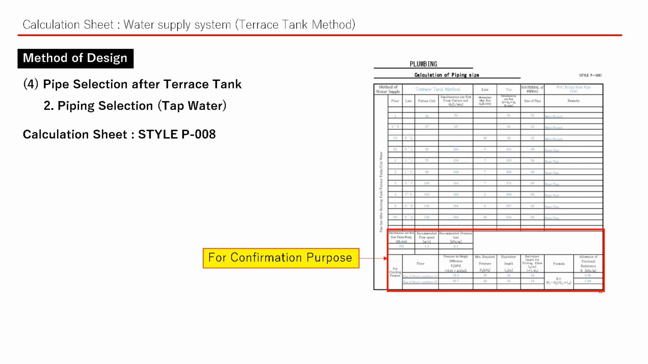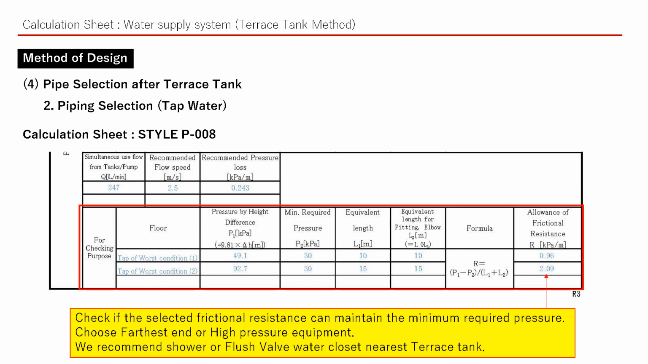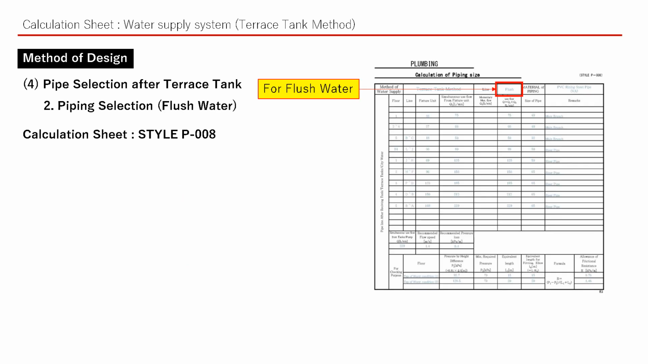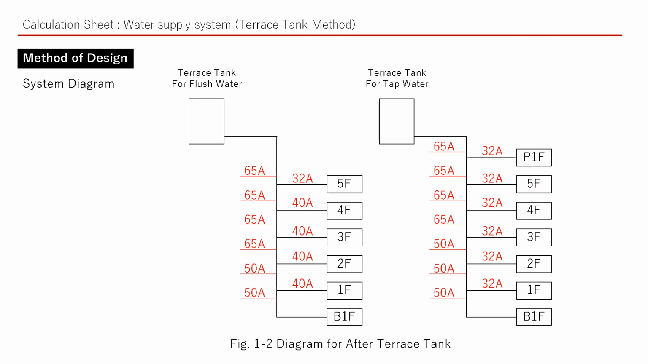Here is for confirmation purpose to check water pressure. Check if the selected frictional resistance can maintain the minimum required pressure. Choose farthest end or high pressure equipment. We recommend shower or flush valve water closet nearest terrace tank. We make calculation sheet same for flush water line too. From this calculation results, we could obtain each size as follows in red.